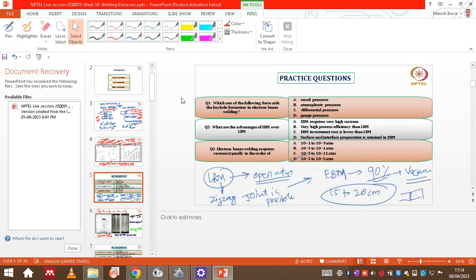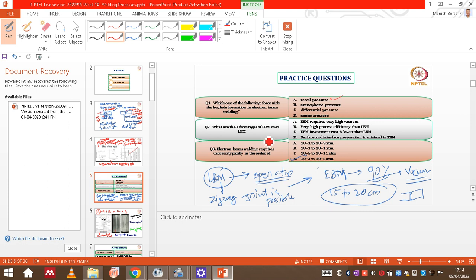So these are simple questions which are related to the electron beam welding, what we have seen just now: which one of the following forces aids the keyhole formation in electron beam welding. So as I said, beam pressure or recoil pressure will always aid the keyhole formation, and there is no role of atmospheric pressure here, because we are doing the process in the vacuum, and gas pressure and difference pressure is not related here, right? So recoil pressure is the correct answer for the first question, right?